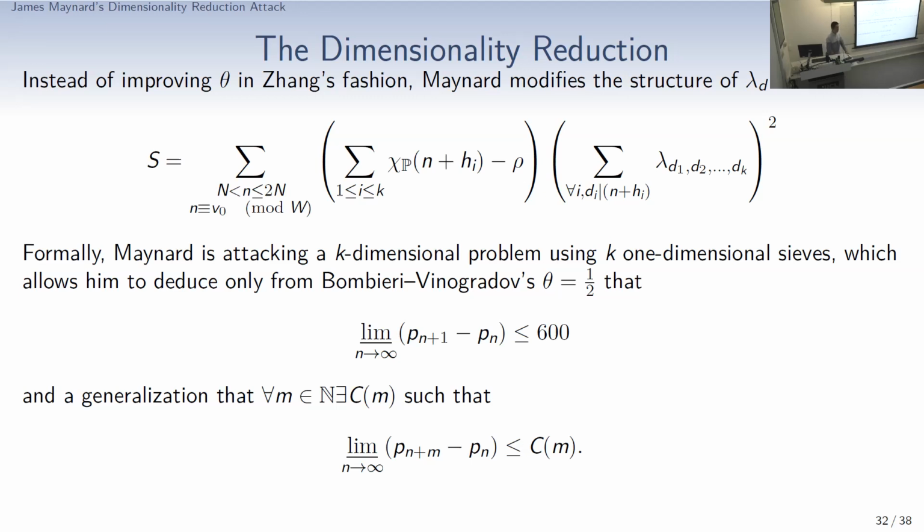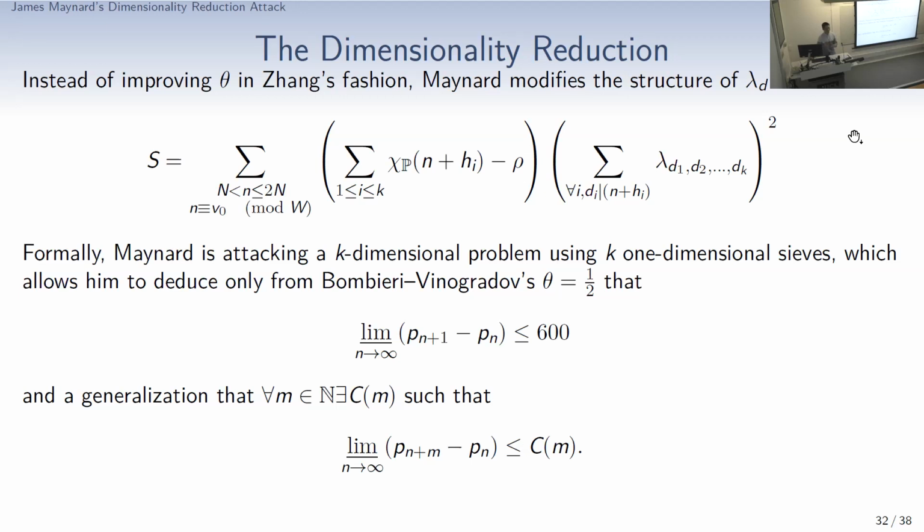Back then, it was like there's an enemy and you send one soldier with strong equipment to defeat the enemy. And now James Maynard is sending multiple soldiers there. So it's a much different and more flexible situation. This allows him to obtain the 600 now, better than the Polymath project, better than Zhang Yitang, where theta equals 1/2 implies around 600. And also this bound that bounds the gap between many primes. So this is a summary of this result.